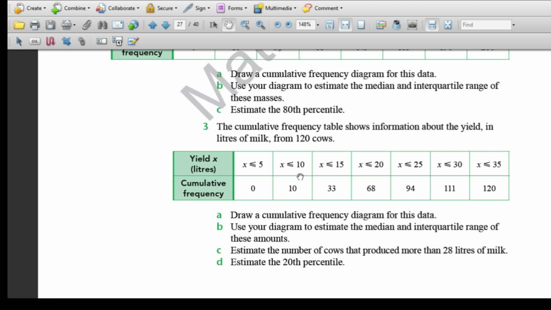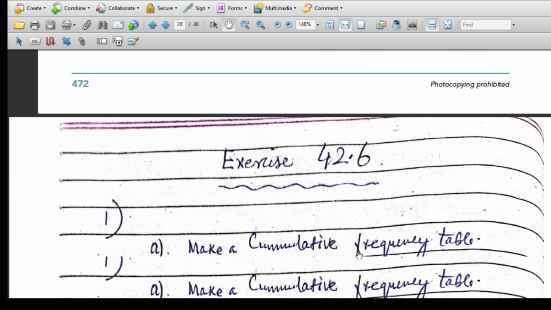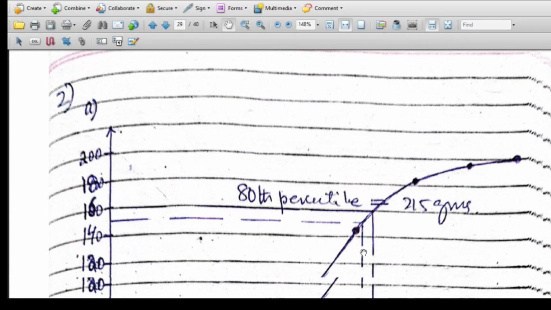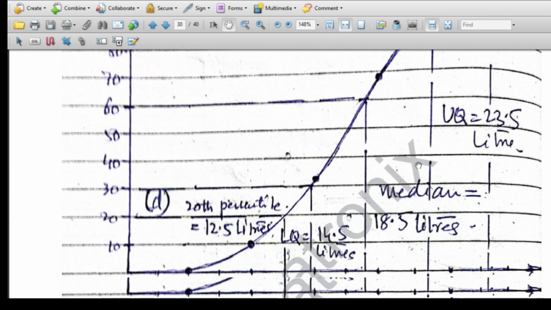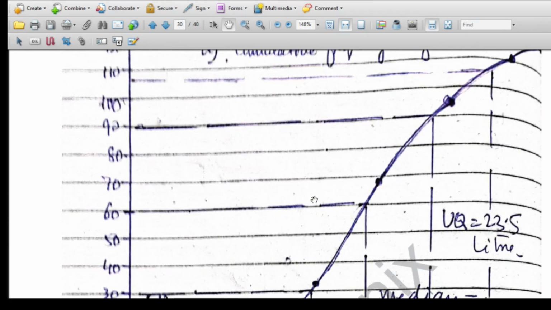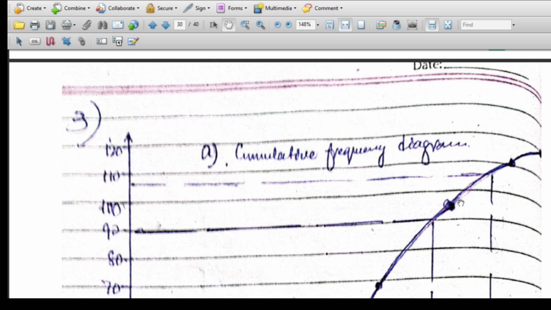So we have been given a cumulative frequency table, and we have to draw a cumulative frequency diagram from this, and use this diagram to estimate the median and interquartile range, estimate the number of cows that produce more than 28 liters of milk, and estimate the 20th percentile. So we will solve all this here in question number 3. We plotted this frequency diagram, and this part 1 is a cumulative frequency diagram.